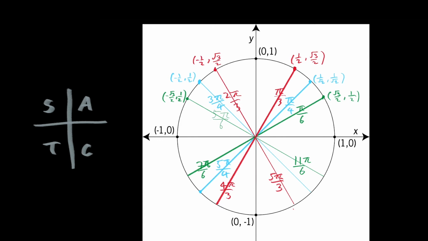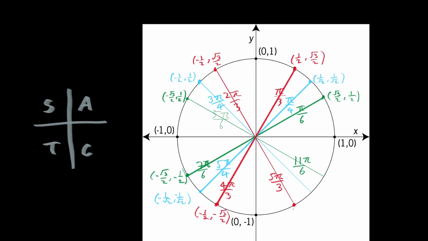And this quadrant is where both sine and cosine are negative, so all components will be negative here. So I'm just going to copy all of these, and they'll all be negative. So this will be negative root 3 over 2, negative 1/2. This will be negative 1 over the square root of 2, comma, negative 1 over the square root of 2. This will be negative 1/2 and negative root 3 over 2.